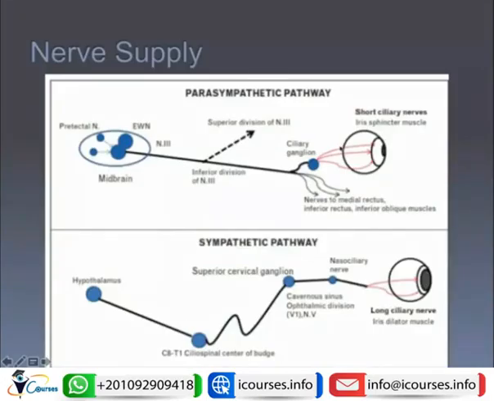So the nerve supply to the muscles of the iris will be through the parasympathetic, through the third oculomotor nerve, which relays in the ciliary ganglion, and passes through the short ciliary nerves to supply the constrictor pupillae muscle and the ciliary muscle, causing pupillary constriction. While the sympathetic pathway passes through the first order neuron of the hypothalamus, the second order neuron of the ciliospinal center of Budge, and the third order neuron of the superior cervical ganglion. Then the postganglionic fibers pass with the nasociliary nerve to the long ciliary nerve to the iris dilator muscle, causing dilatation of the pupil.